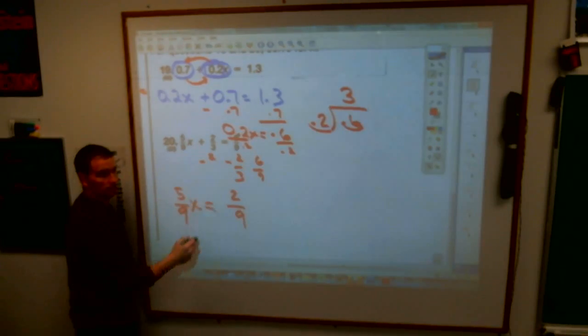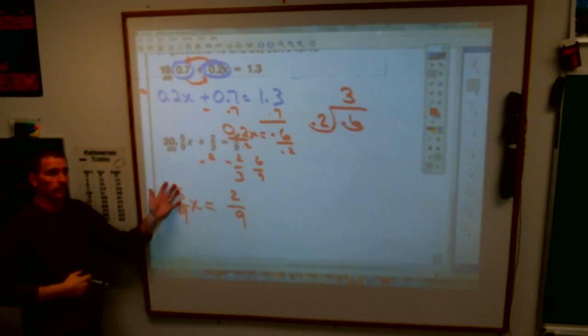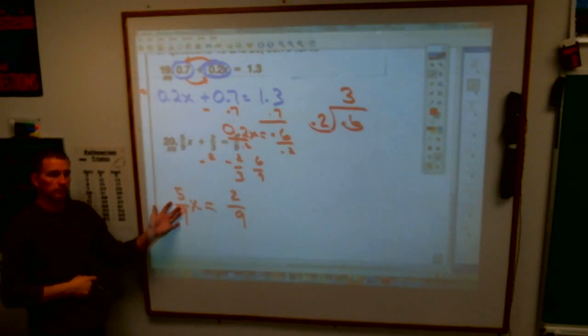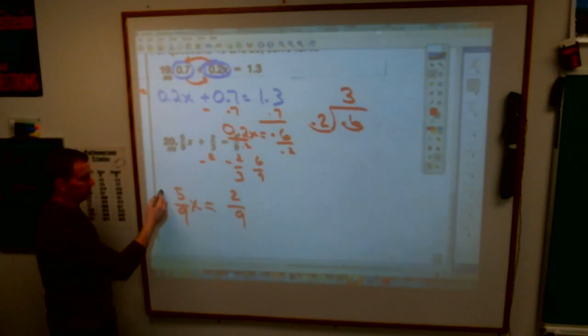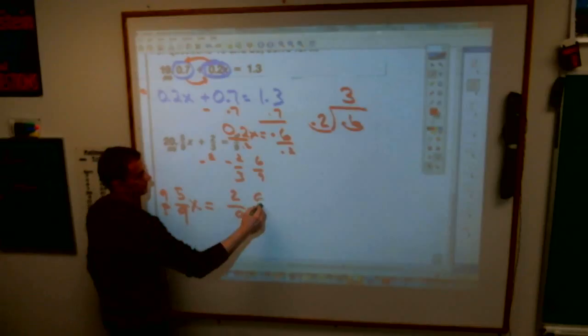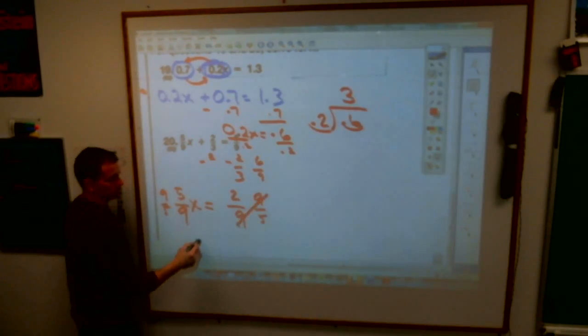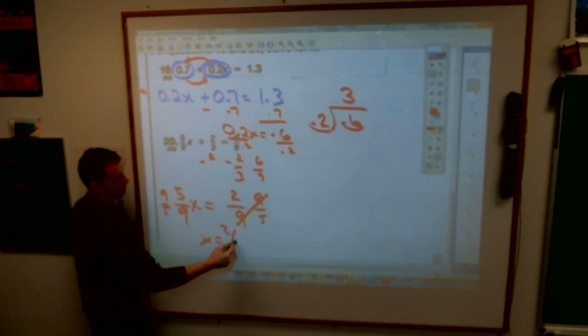We talked about this numerous times. How do I get rid of a fraction in front of a letter? You flip and multiply. Times 9/5, those cross off. We're left with just 2.